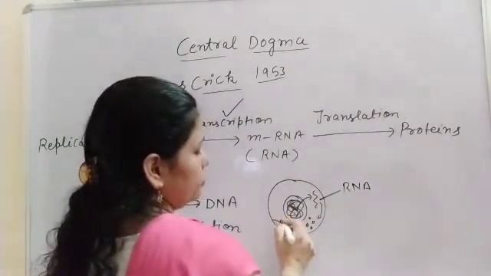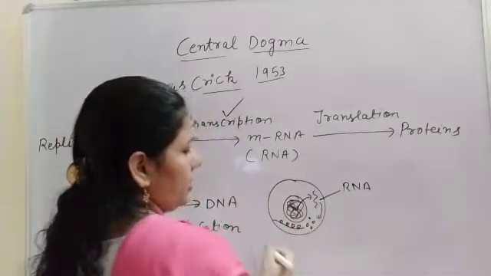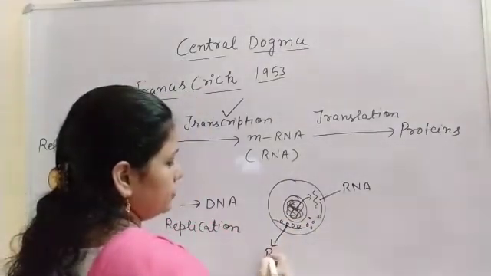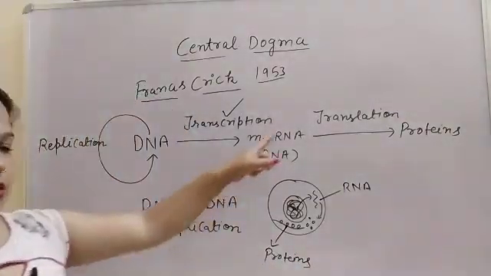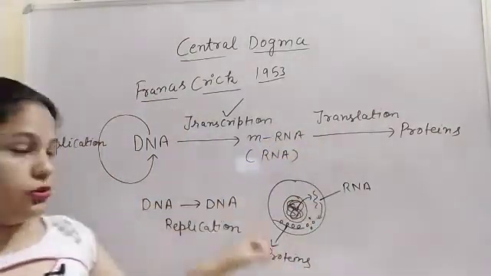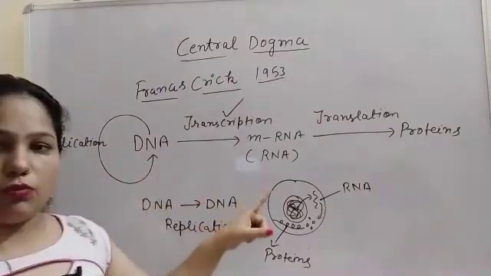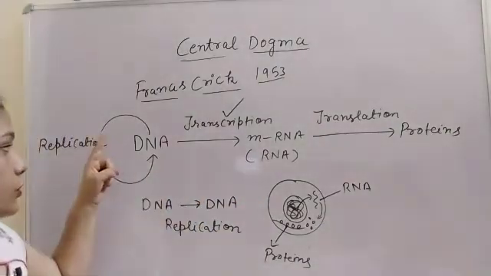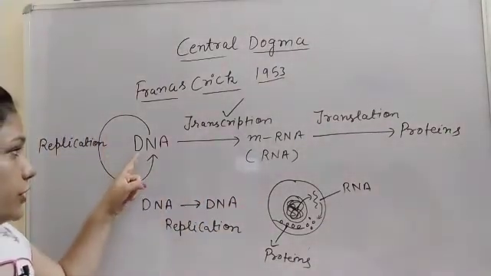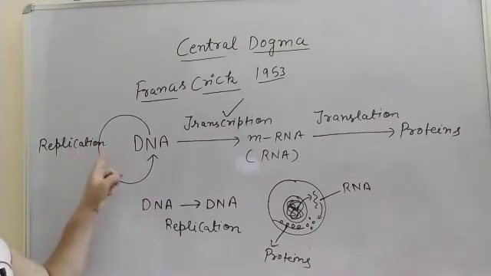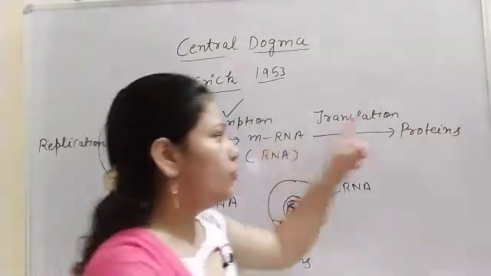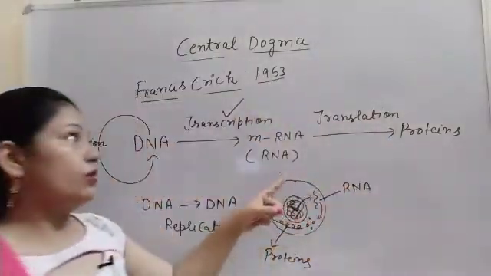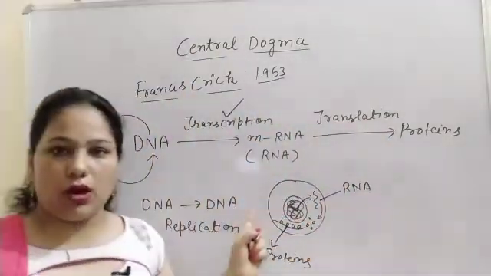A polypeptide chain of proteins is formed, that is the proteins. So that process is translation. So this is known as central dogma: from DNA, replication forms DNA, so DNA to RNA and from RNA to protein. This is known as central dogma.